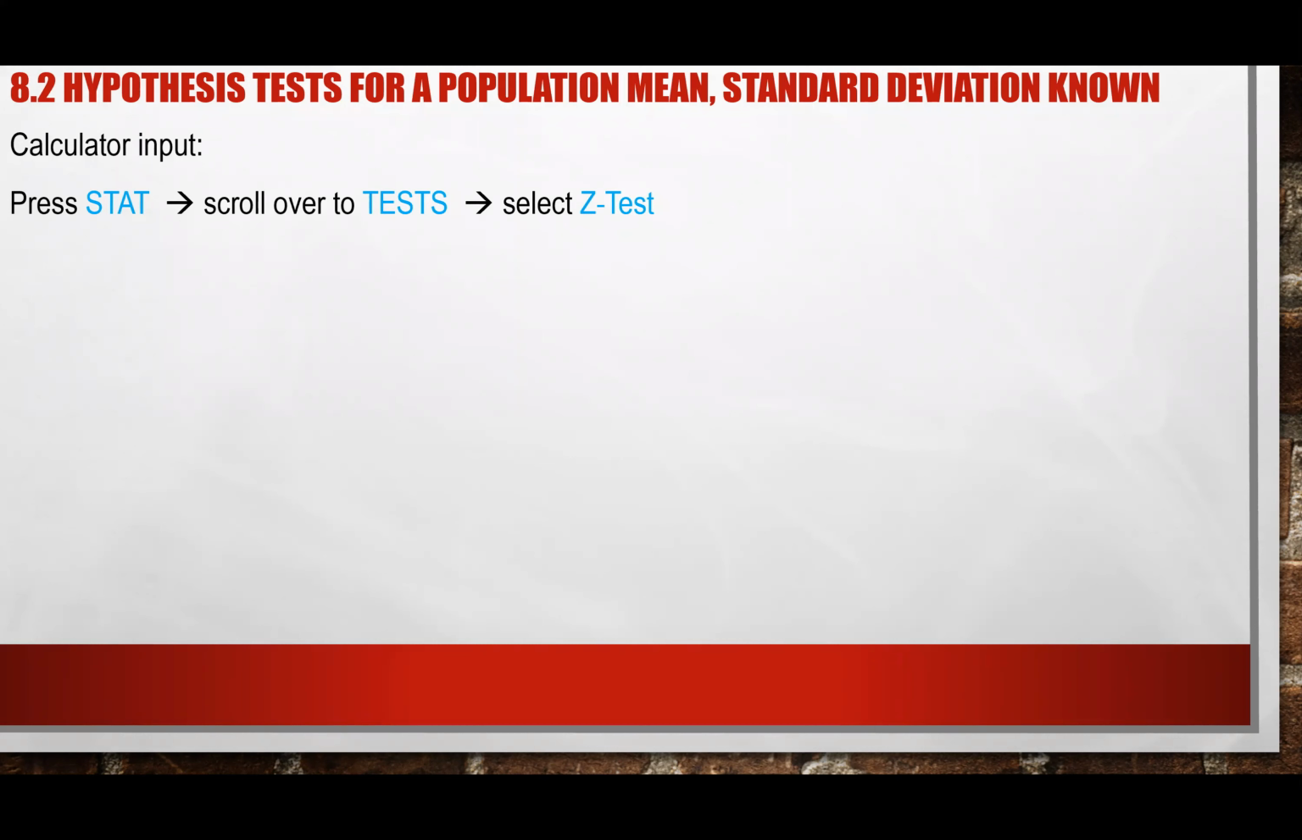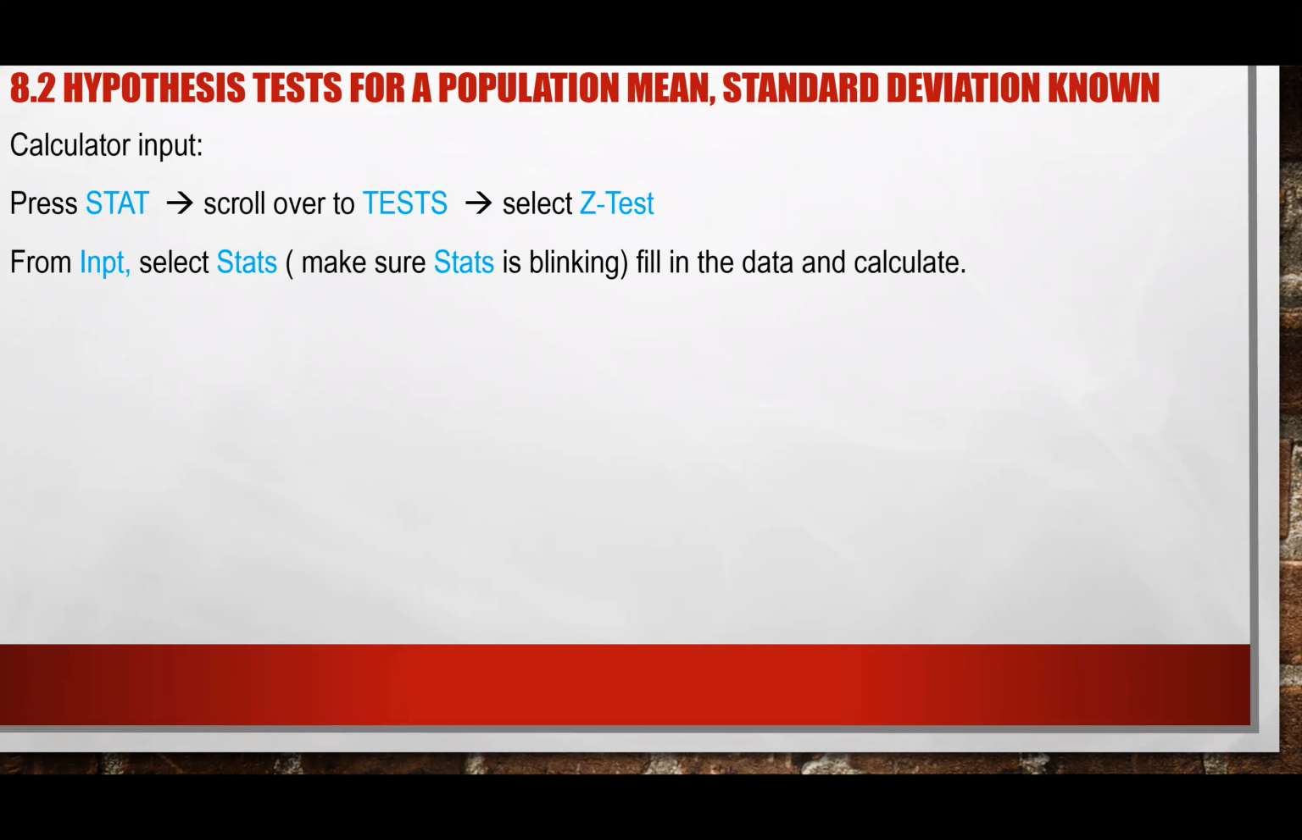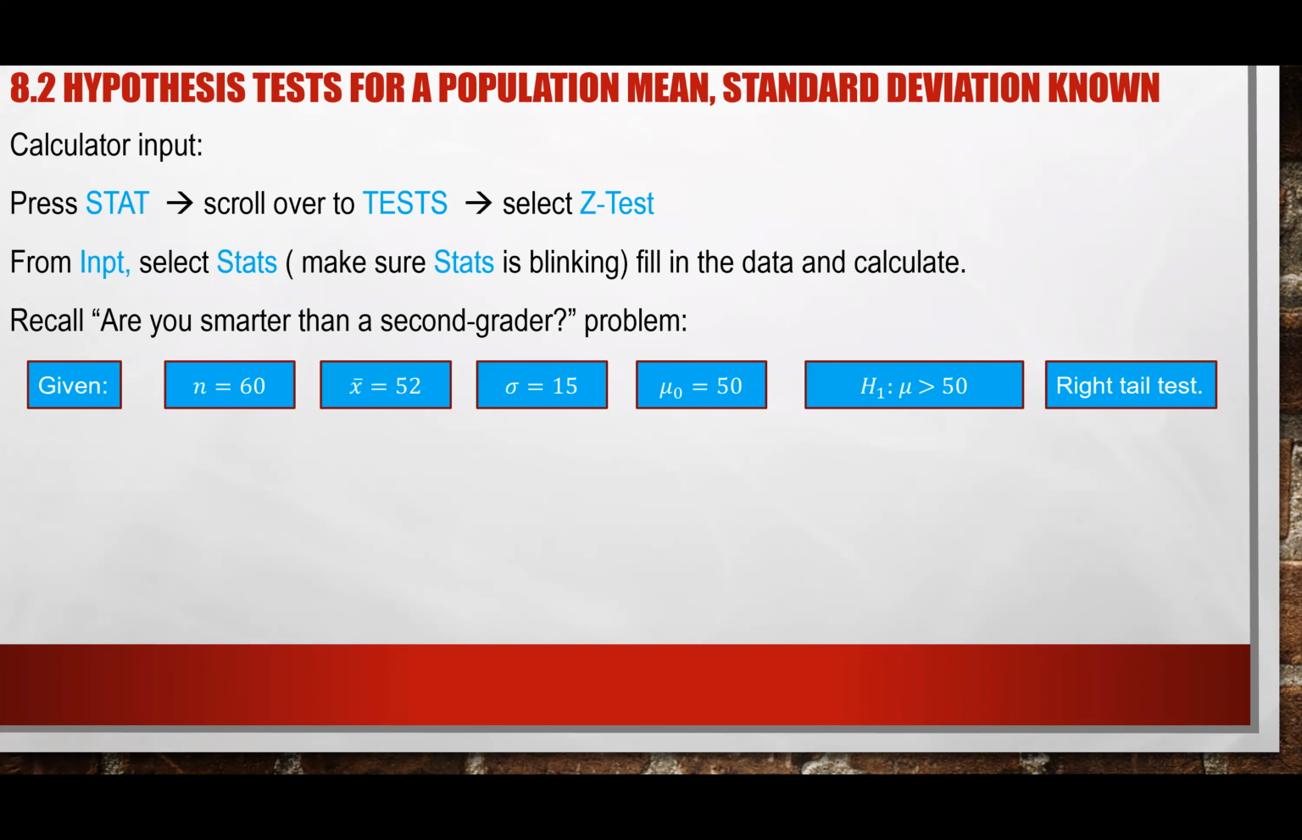So look at this. How do we utilize this calculator? It's the same as your interval: hit stat and go over to test, and the first choice you will see is your z-test. Right underneath is the t-test, and that's what we're going to do tomorrow. But for now, the z-test. If you select the z-test, make sure that in the input, stat is selected, not data. From there, you just fill in your data. If you look at our data, we have the n, the x, the sigma, and the mu sub 0.